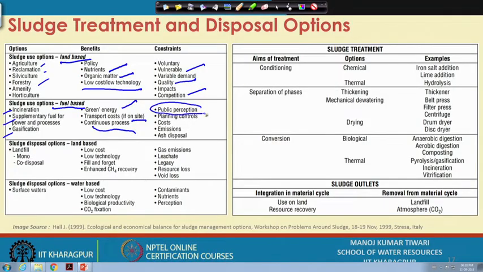There are several constraints: the public perception, whether we are using sludge for energy generation. So, how good this system is going to be, what the pollution aspects related to that are, there are planning controls, there is a cost aspect. These are generally a costly process, okay, because incinerating requires a huge amount of energy.